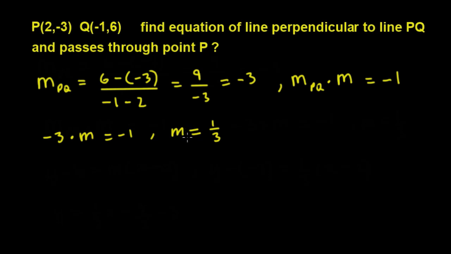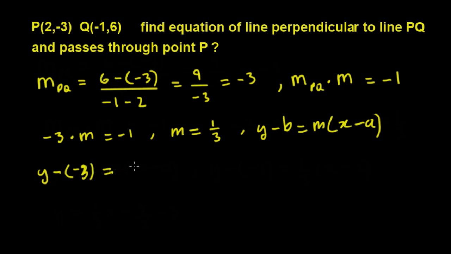So now we've got the gradient of the line, which is 1 upon 3, and we know the line must pass through the point P. So we've got a gradient and we've got a point. So if we've got a gradient and a point, then we can use our little equation: y minus b equals m times x minus a. So we just put the numbers in. We're going to have y minus b. Well, b is going to be minus 3, so it's minus minus 3, is going to equal the gradient, which is 1 upon 3, times x minus the a. Well, the a is going to be 2. So now we just have to multiply this out and transpose.